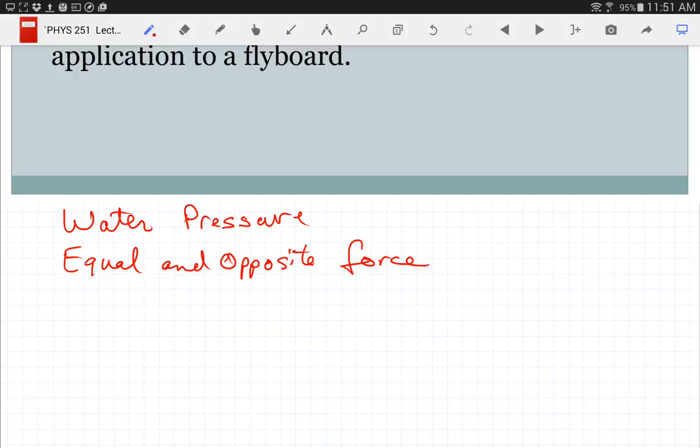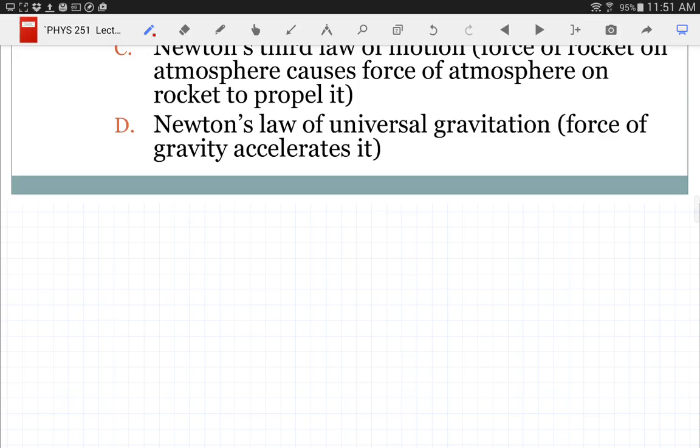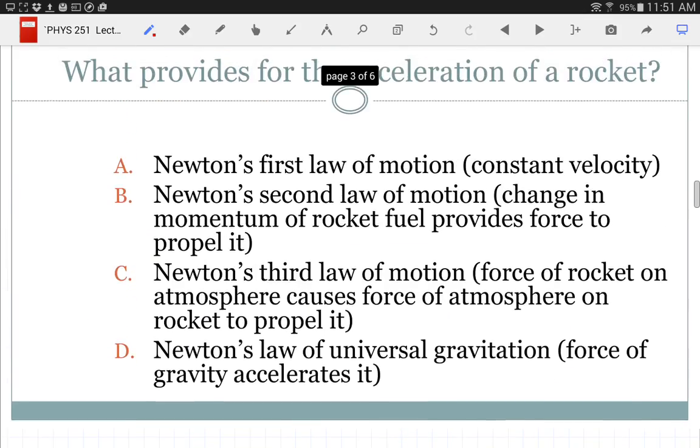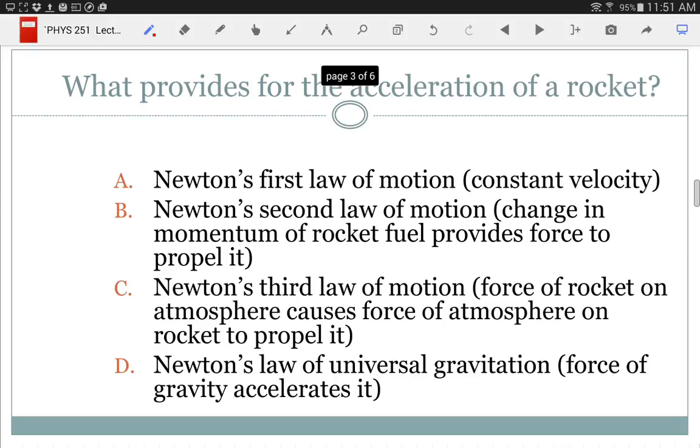Okay, well, get your clickers out, because we're going to have a clicker question here about just this. So the question is, what provides the acceleration of a rocket? Now that's about a rocket, not the flyboards. But it turns out the two are predicated on the same thing.